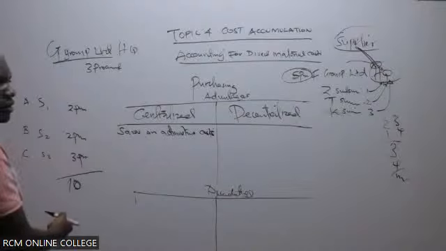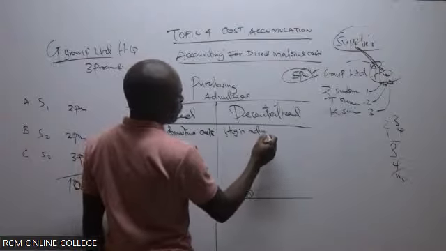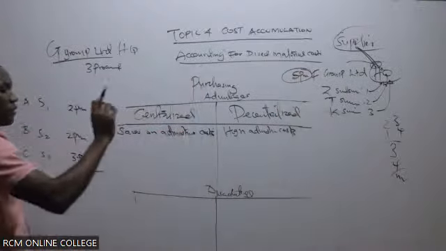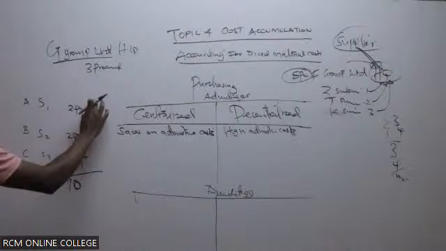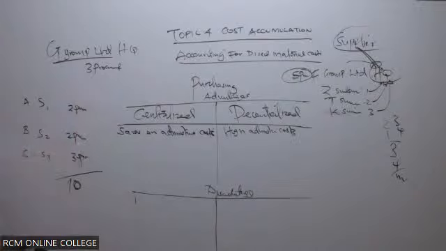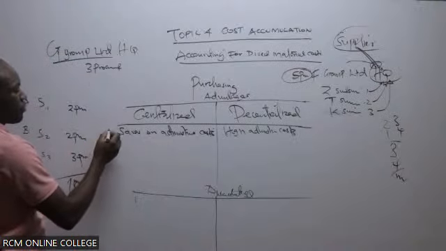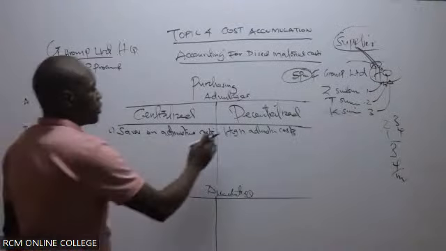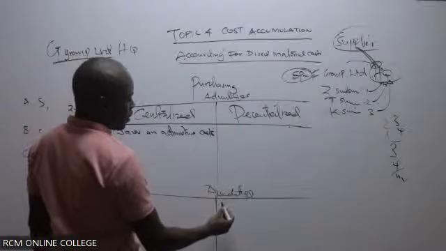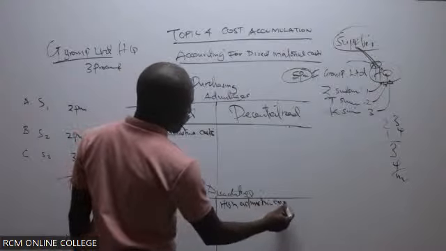How about decentralized? High administrative costs, because even apart from those people, they will have to be given an office here. They also have an office here. They have an office here. They also have an office there. So generally, administrative costs are so high in the decentralized. This one here becomes the disadvantages of decentralized: high administrative costs.